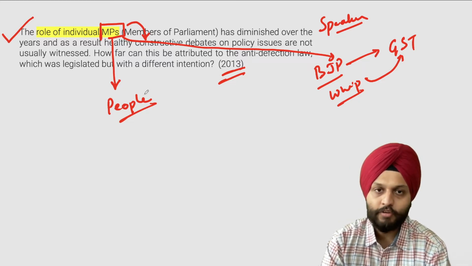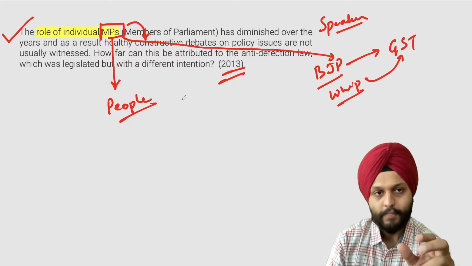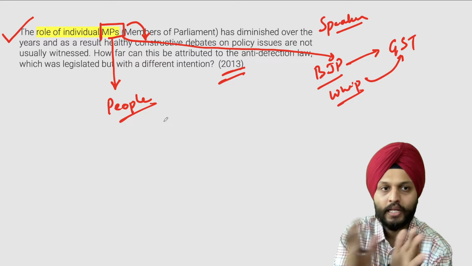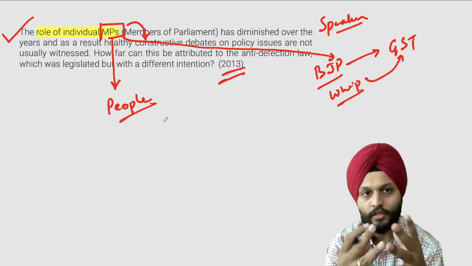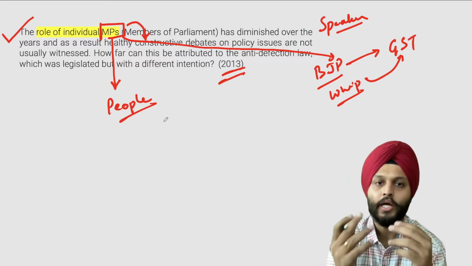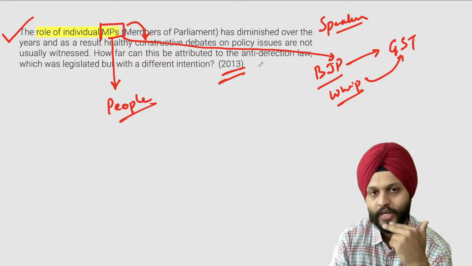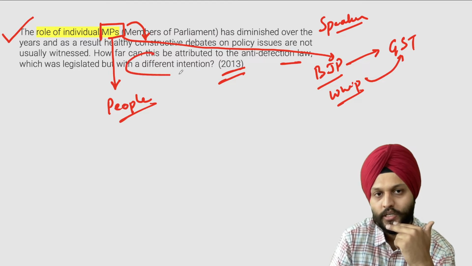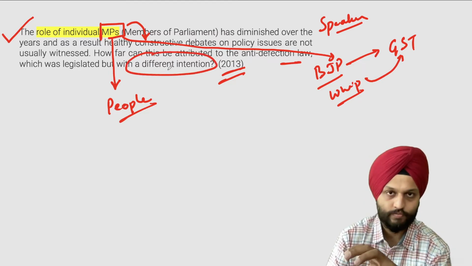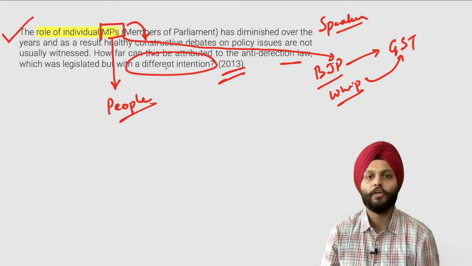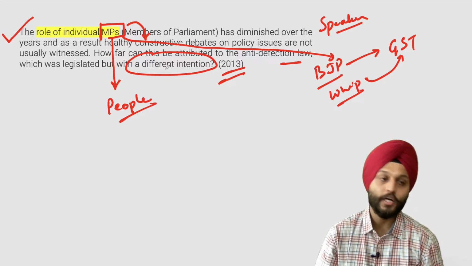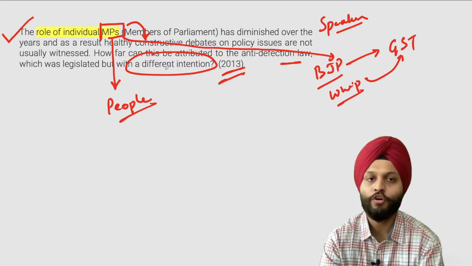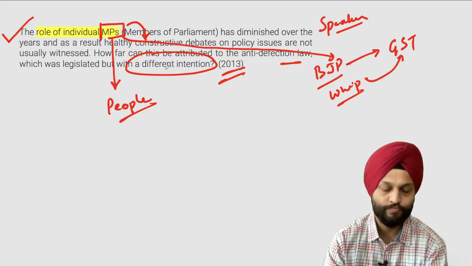Right, so that is a very, very important aspect. This is one theme: that the anti-defection law is curtailing the freedom of the MPs and the MLAs. So how far can this be attributed to the anti-defection law, which was legislated but with a different intention? What intention? The intention to stop the practice of Aya Ram, Gaya Ram, the corruption that is taking place. But it is curtailing the possibilities of healthy, constructive debates.